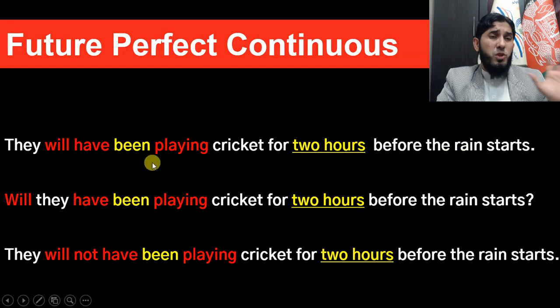So when it comes to the structure, look, you need 3 auxiliary verbs. Will to show it's a future tense. Have to show it is a perfect tense. Been to show it is a continuous. So future perfect continuous or progressive tense. And then main verb takes ing. So the concept would be they will have been playing cricket for 2 hours before the rain starts.